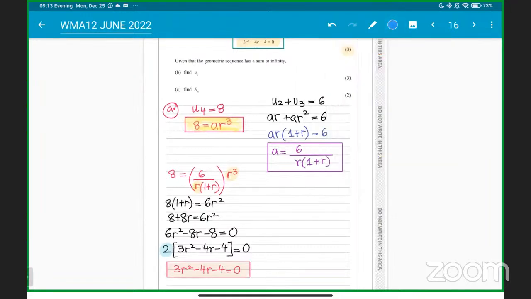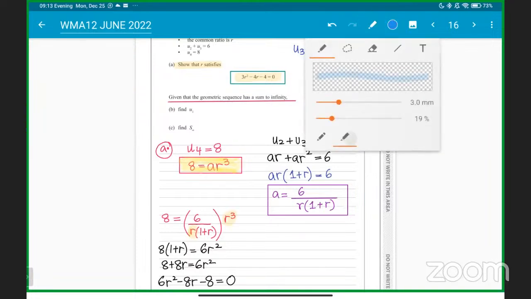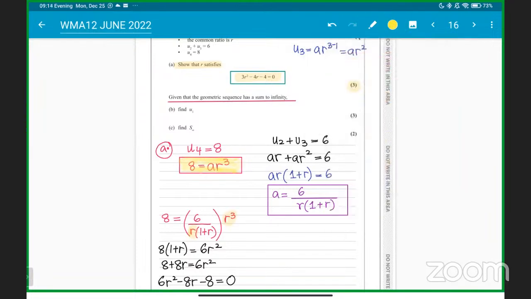Everyone got it clear? Is everyone following? Now, to understand another concept, they are saying that given that the geometric sequence has a sum to infinity, we have to find the first term, that is U1. U1 basically means what? The first term, right? And the sum to infinity for 5 marks in total, these two. Follow very carefully why they are telling us. Students need to understand there is a reason. There is a very important reason for giving this statement that this geometric sequence will have a sum to infinity.